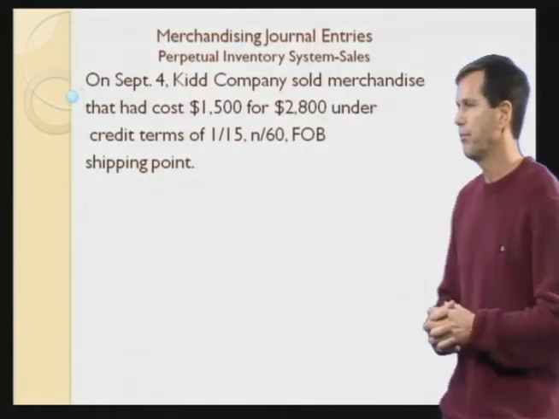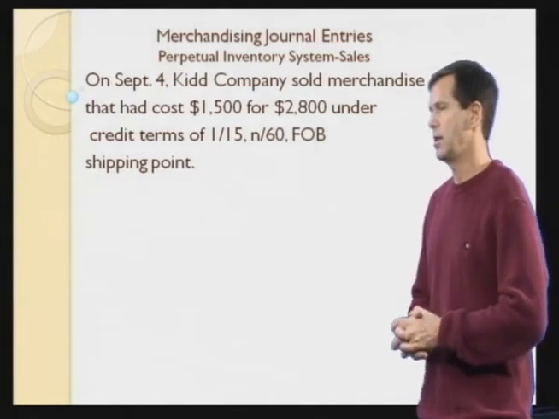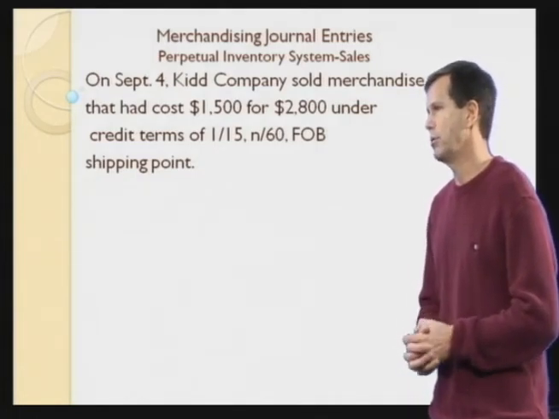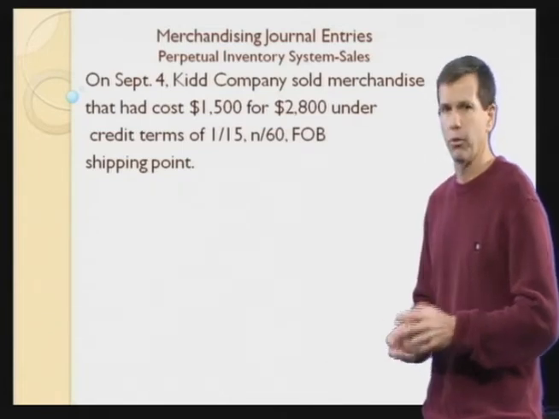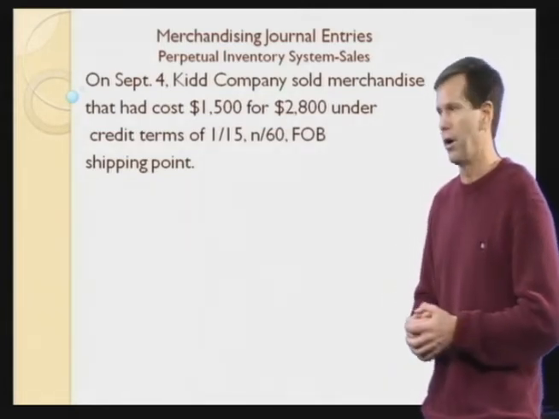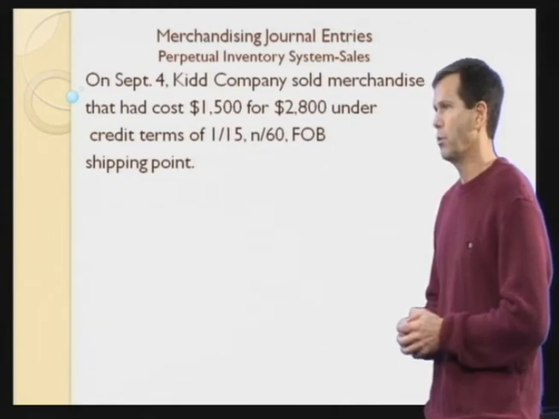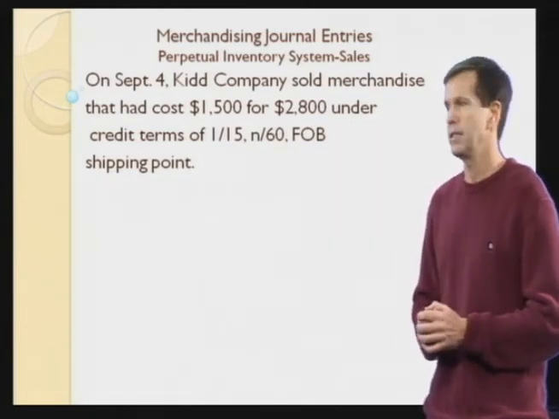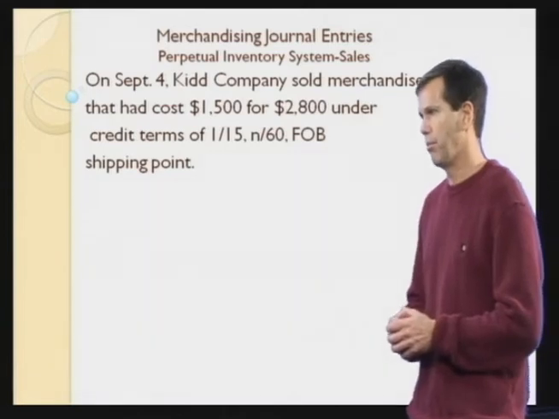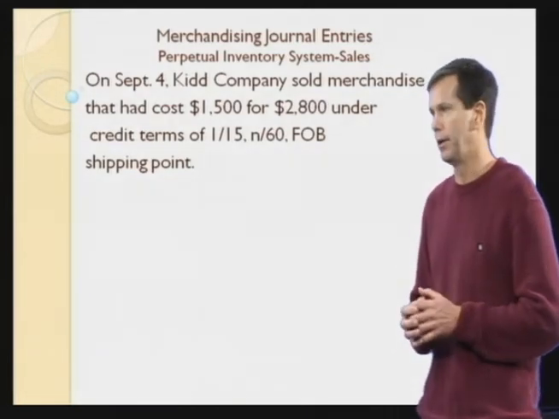So starting off here, back to Kid Company, it says on September 4th, Kid Company sold merchandise that had cost $1,500. In other words, it cost us $1,500. We sold it for $2,800 under credit terms of 1/15 net 60 FOB shipping point. All right, a couple things to point out here.